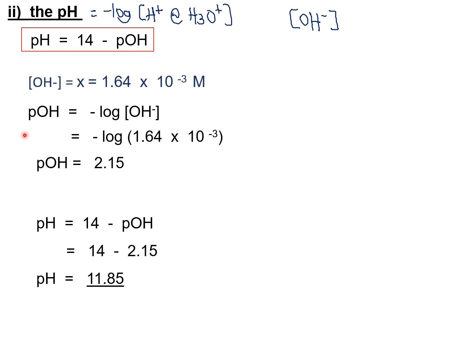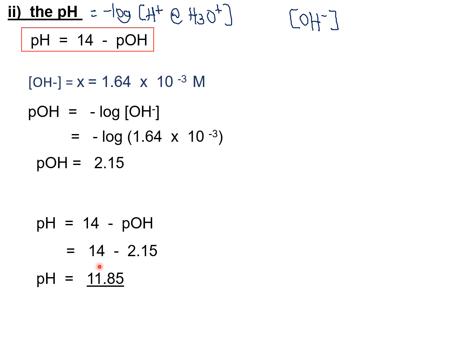So you need to find the pOH dahulu. pOH ialah negative log concentration of OH minus. Once you dah dapat the value of the pOH, and then you gunakan this formula, pH is equals to 14 minus pOH, untuk masukkan you masukkan nilai pOH kat situ, dan after that you pun akan dapat dah nilai pH value. Okay?